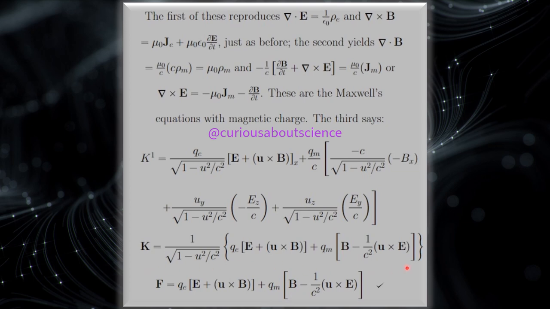So what this shows is this compact form, which when we break it down, gives us F equal q_E, which we expect here, (E + u cross B), plus q_M (B minus 1 over c squared u cross E). So everything actually does work out fairly well for what we expected. It is just a hot mess to deal with.